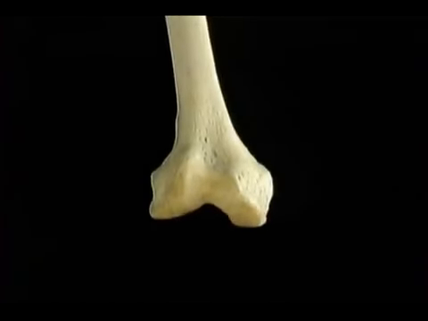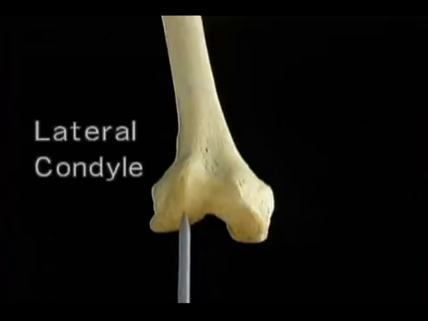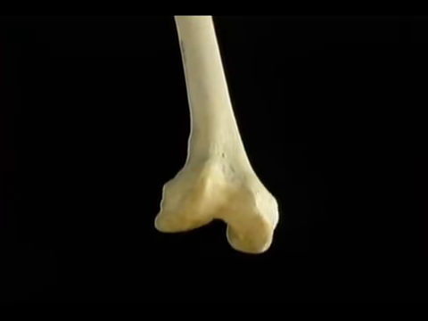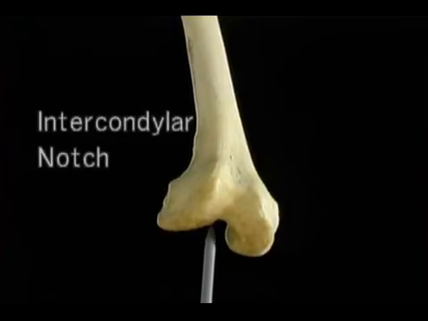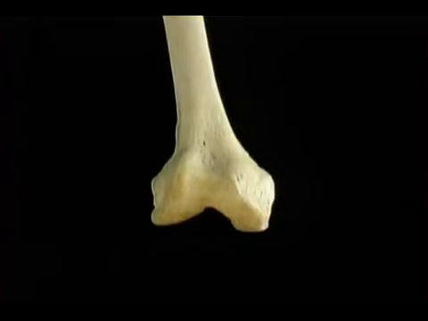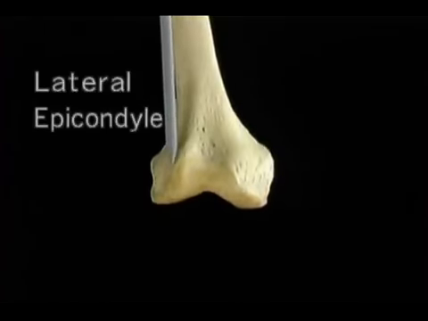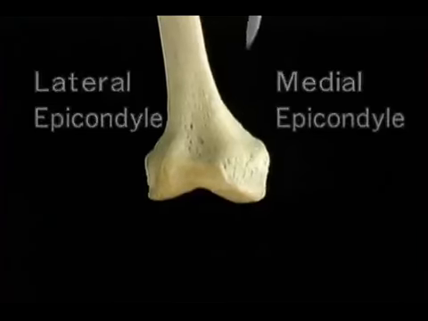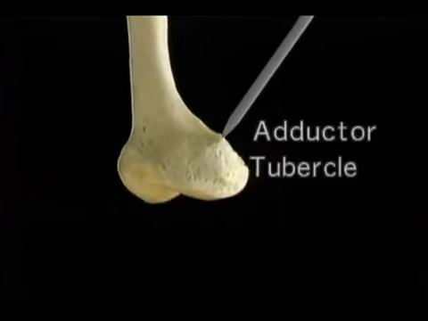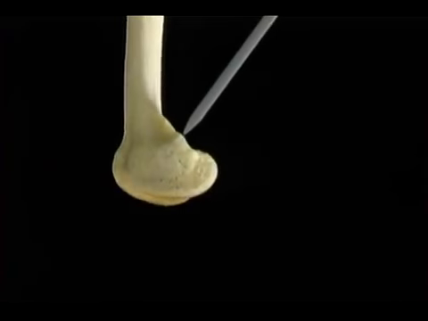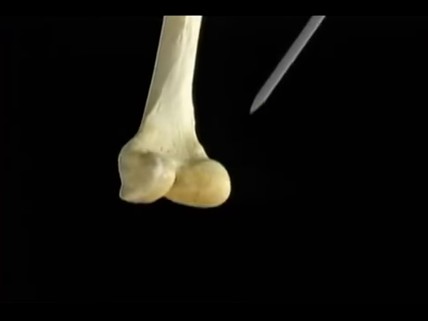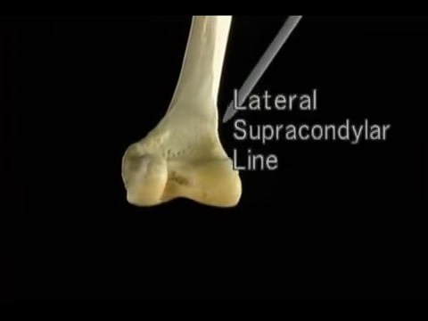The two smoothly curved surfaces are the lateral condyle and the medial condyle. The deep notch which separates them is the intercondylar notch. Above the two condyles are the epicondyles, lateral and medial. The sharp corner on the medial epicondyle is the adductor tubercle. This prominent ridge is the medial supracondylar line. This one is the lateral supracondylar line.